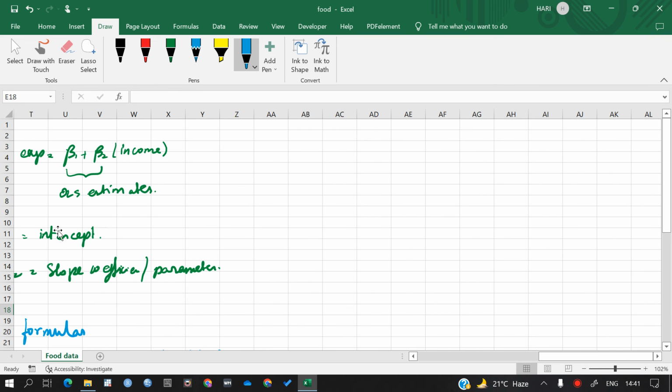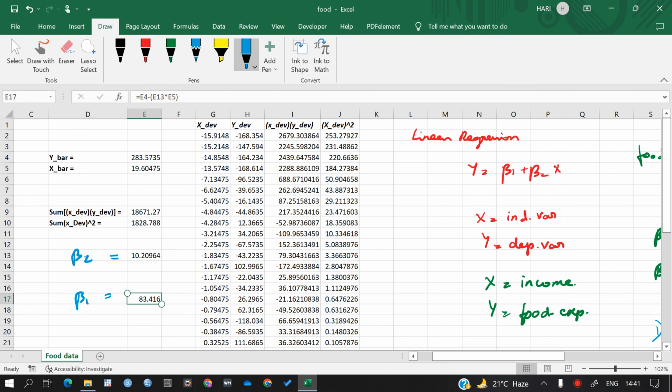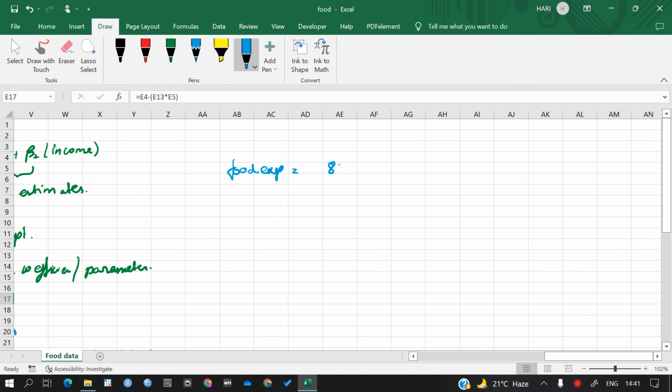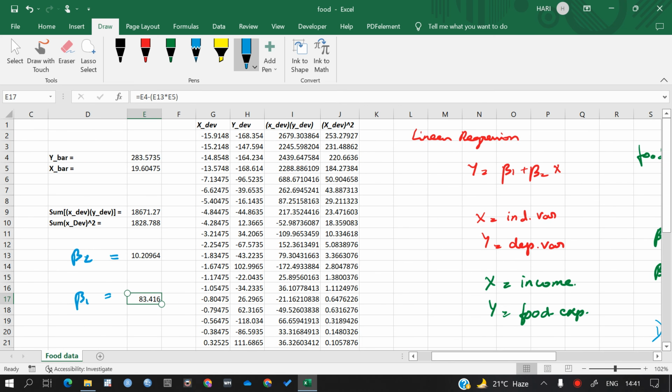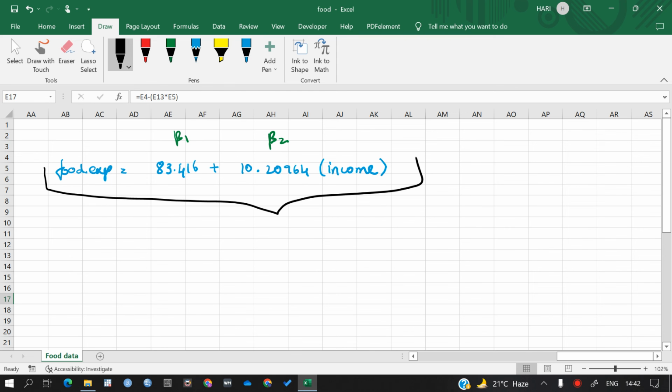So after estimating beta 1 and beta 2, I will be writing the full regression equation, that is food expenditure is equal to, what is the value for beta 1 which we have calculated, 83.416. Okay, so 83.416 plus what is the value for beta 2, 10.20964. So this is the value of beta 2 and this is the value for beta 1, into income. So this is the regression equation which we have estimated using formula. So this is the equation.